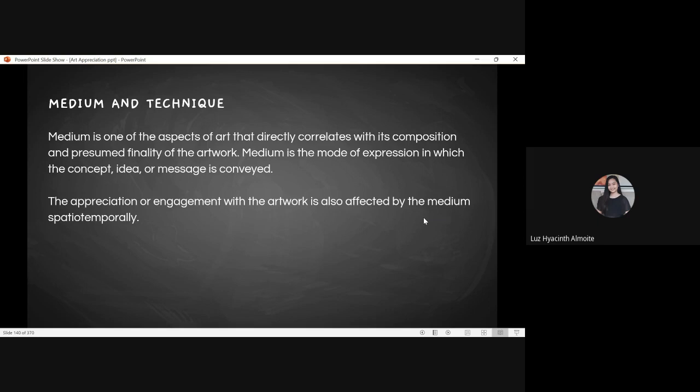The appreciation or engagement with the artwork is also affected by the medium. For example, in concrete works, the objects physically manifest themselves for a prolonged or lasting period.